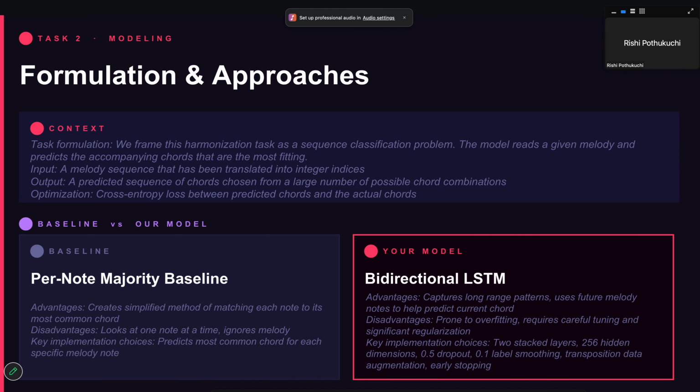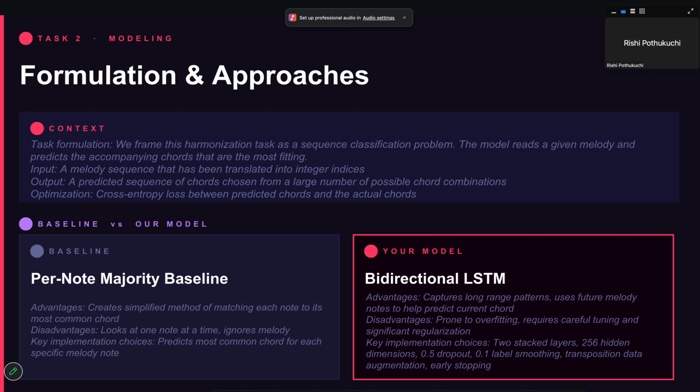When it comes to modeling, we treated this harmonization task as a sequence classification problem where the model reads a given melody and predicts the accompanying chords that are the most fitting. To frame this as a machine learning problem, our input was a melody sequence translated into integer indices, and our output was a predicted sequence of chords chosen from a large number of possible chord combinations. We are optimizing this using the cross-entropy loss between the predicted chords and the actual chords themselves.